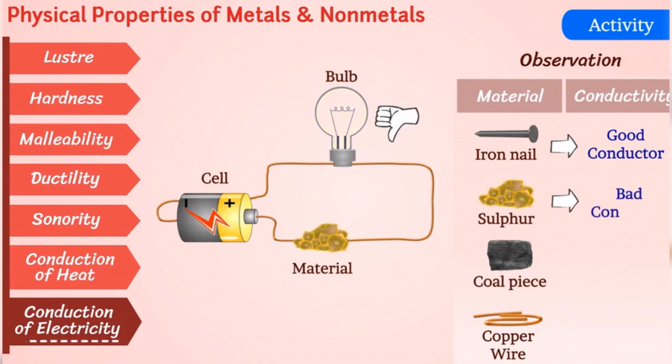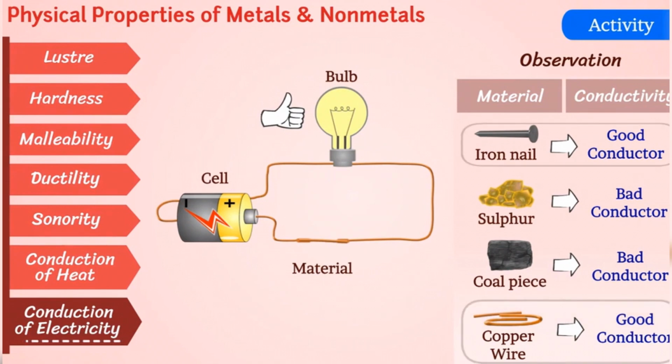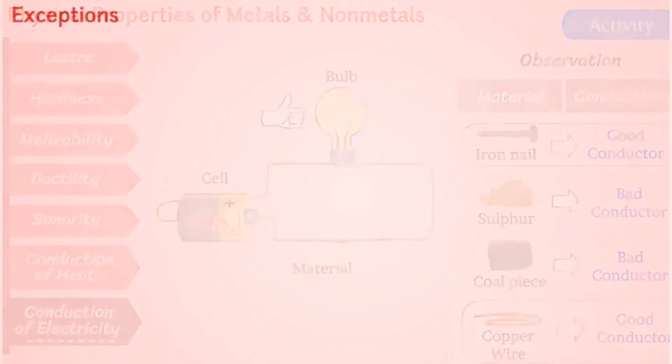Then it is a bad conductor of electricity. Let's check coal piece. Nothing happens. That is a bad conductor. Let's go to copper wire. Yes, it has. You can see it gives light. That is a good conductor of electricity. I hope you have seen this. So all of those are the physical properties of metals and non-metals.